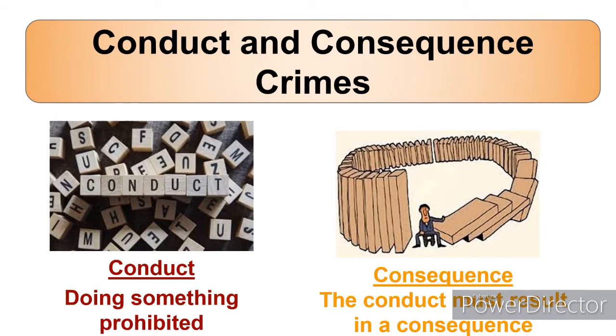Looking at the difference between conduct and consequence crimes. So a conduct crime is when you do something that's prohibited. So in other words, something you do leads to liability. So this might be lying under oath or drink driving. Consequence crimes, on the other hand, sometimes known as result crimes, means that the conduct, doing something, must result in a consequence. Or if you like, must cause a consequence. So for instance, for fatal offences, the consequence or the result will be death.